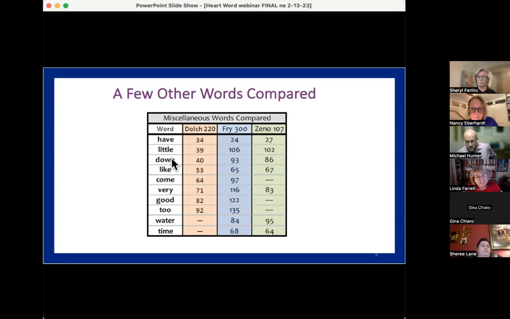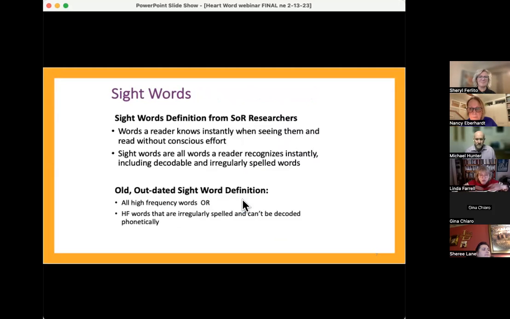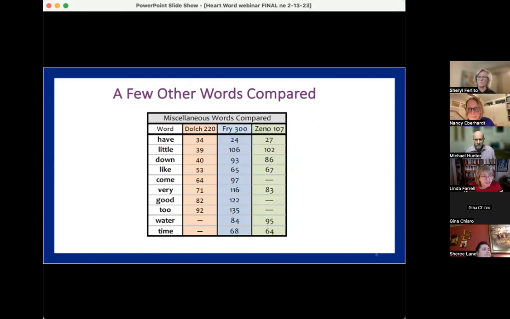So we have down, which is 40 in Dolch, 93. You can see that most of these words are here. I was surprised. Come is number 64 on Dolch and number 97 on Fry, but it didn't make the Zeno list. Good is 82 and 122, but it didn't make the Zeno list again. Now, it made the huge word frequency, but it didn't make that 107 list. Two also didn't make the Zeno list.